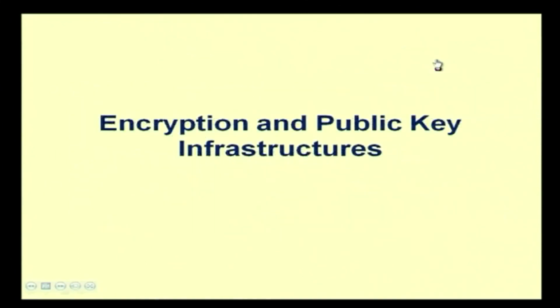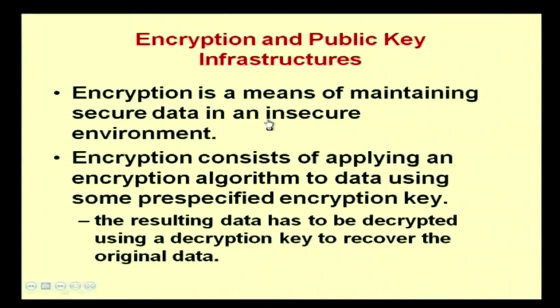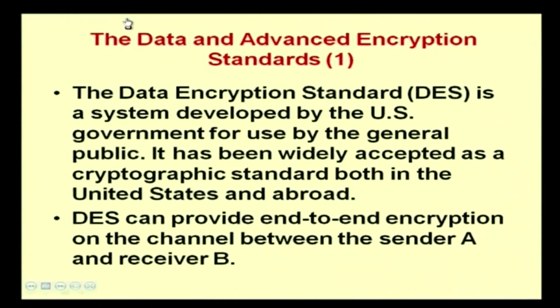So, let us look at the next topic, which is encryption and public key infrastructure. We already looked at encryption, private key and public key and the security algorithms when we were talking about databases. Encryption is defined as a means of maintaining secure data in an insecure environment. It consists of applying an encryption algorithm to data using some pre-specified encryption key. The resulting data has to be decrypted using a decryption key to recover the original data. Now, the Data Encryption Standard, called DES, you would have all heard of this. The system was developed by the US government for use by the general public.